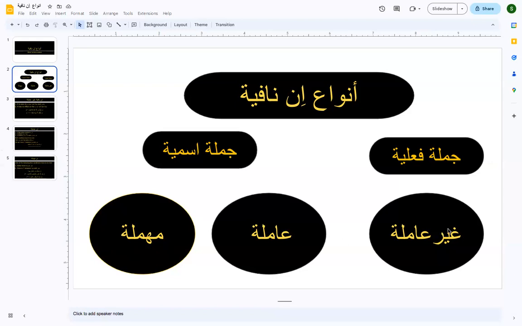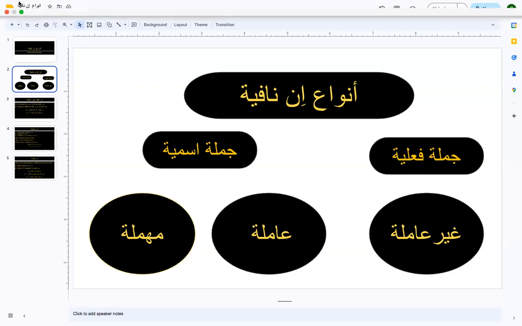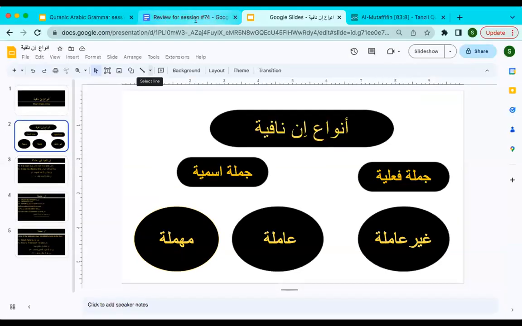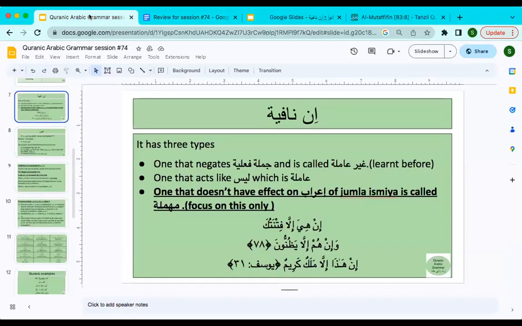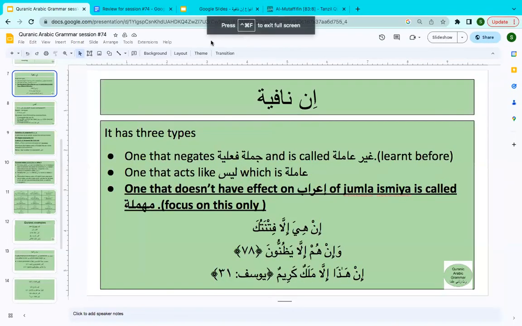In case of jumla failia, it is ghair amila. It is simply called ghair amila. It's just the terminology that you need to know. Why it happens, inshallah, that's the next step, and we will go over it. Why it is muhmila or amila, what are the conditions, I think is too much to learn at the same time, okay? I think this much information is fine for now. So now come back to jumla negation in jumla ismiya, inshallah.